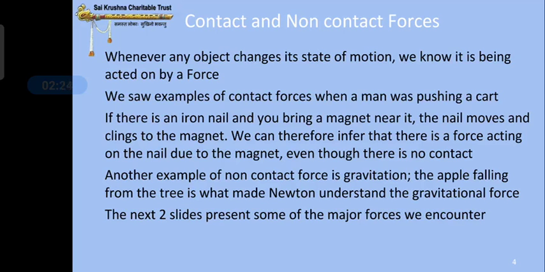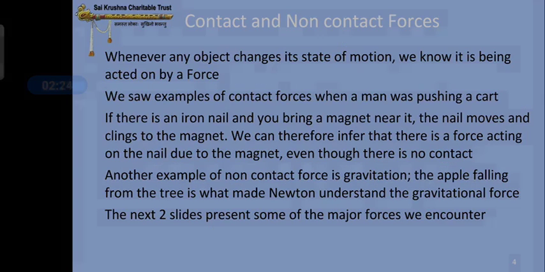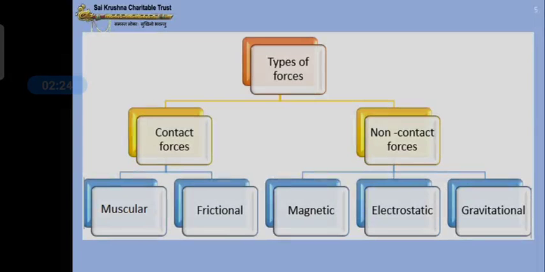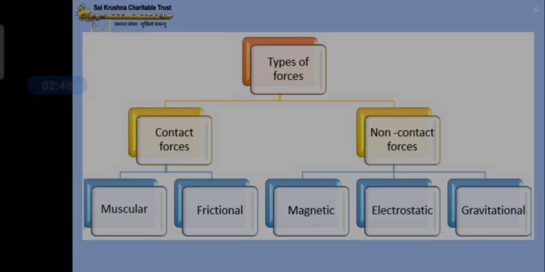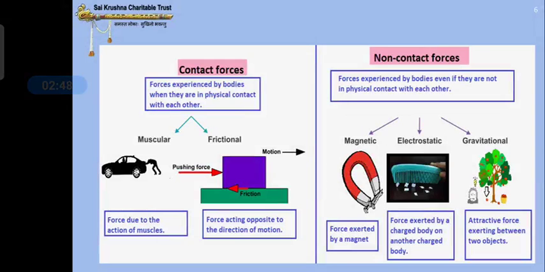The next two slides present some of the major forces we encounter. We'll look at the different types of forces in the next slides. Types of forces: we have two types, contact force and non-contact force. Under contact force, you have two types, muscular force and frictional force. And under non-contact force, you have three types: magnetic, electrostatic and gravitational force. Let's talk about that in detail.